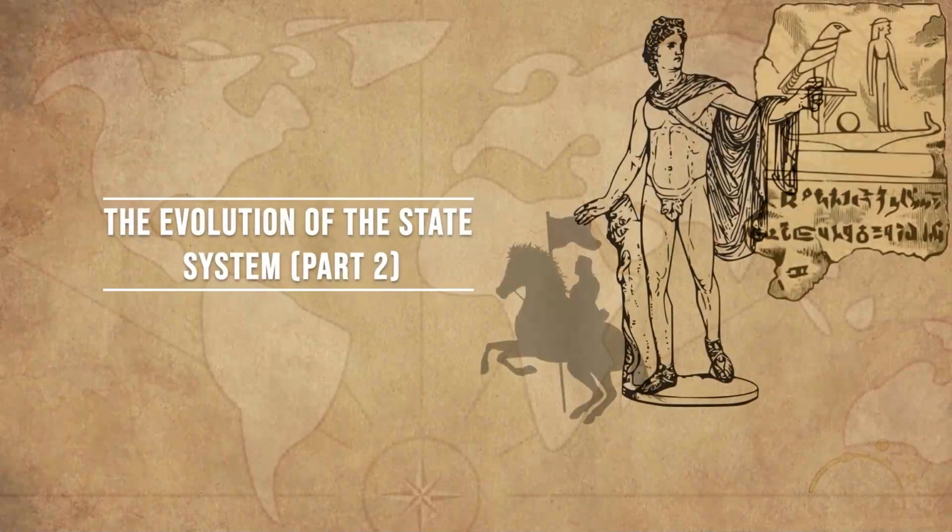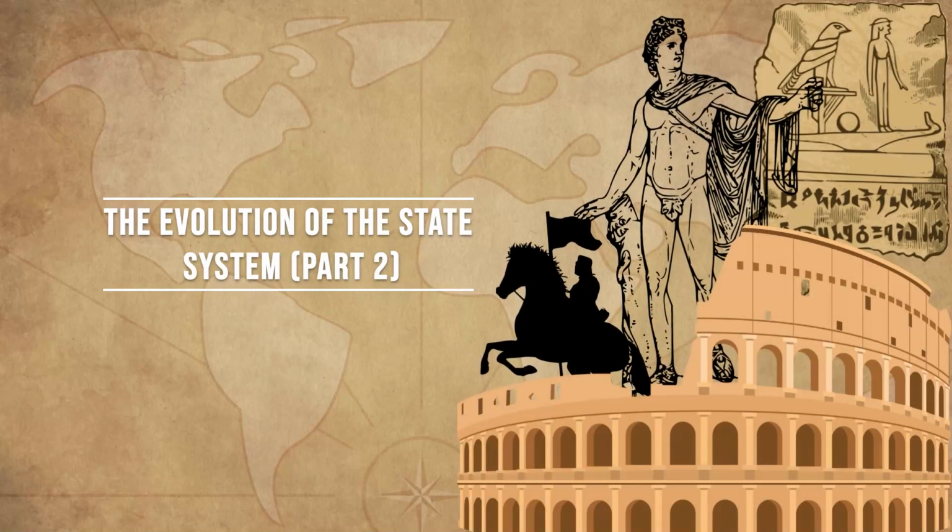We are discussing the development of the state system. We are discussing it in two parts. In our previous presentation, we discussed the development of the state from the tribal state to the Roman world empire. We have also discussed the Oriental Empire and the Greek city-state, which precedes the Roman world empire.